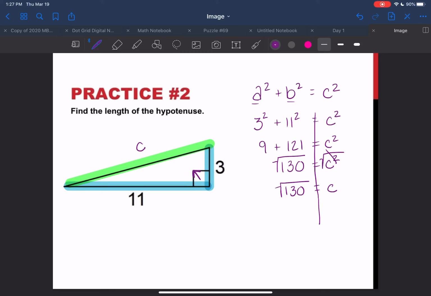And I believe that ended up with a number like 11.402. But I did ask you guys to round to the hundreds place, so the answer was just 11.4. Technically 11.40, but that 0 doesn't matter.